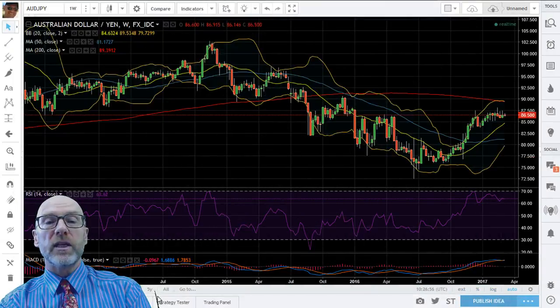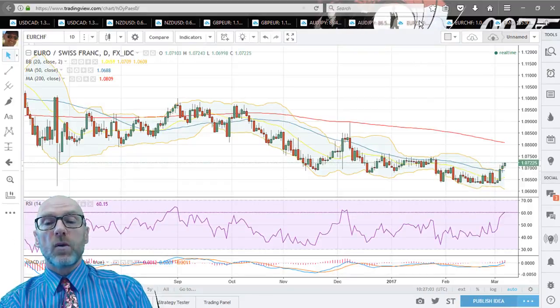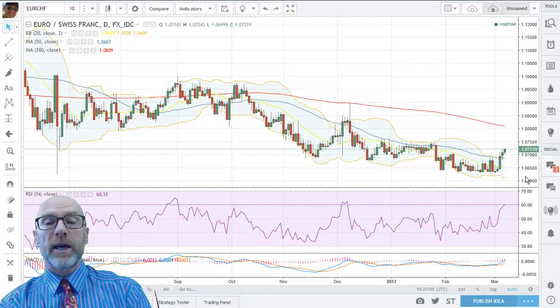Finally, moving on to the euro against the Swissy, which has taken a lot of people by surprise over the last week. It was trundling at the bottom below the moving averages and was looking like it was going to leg downwards. What has it done? It's rallied, broken all the resistances, and has now actually broken the downtrend.